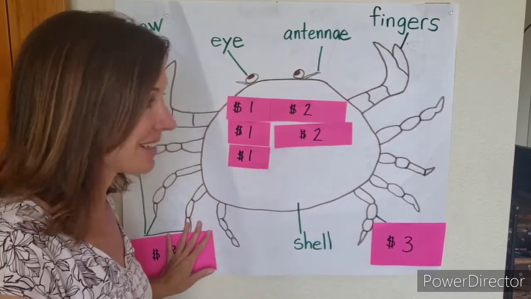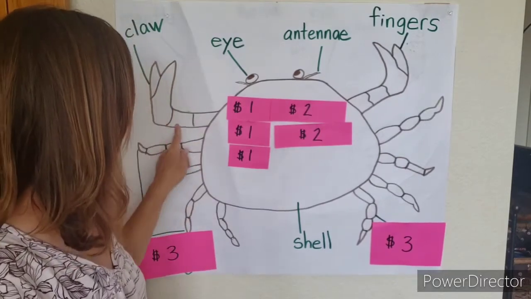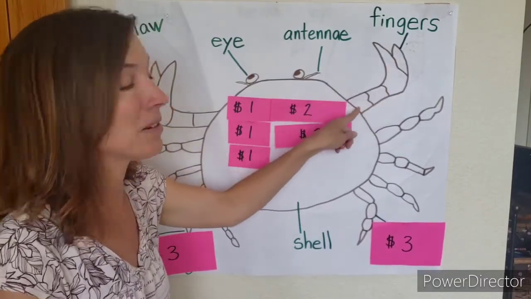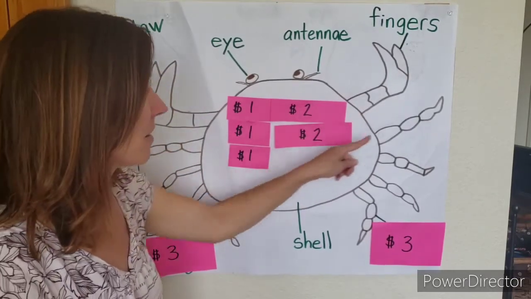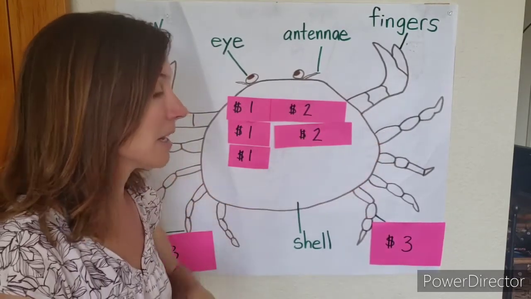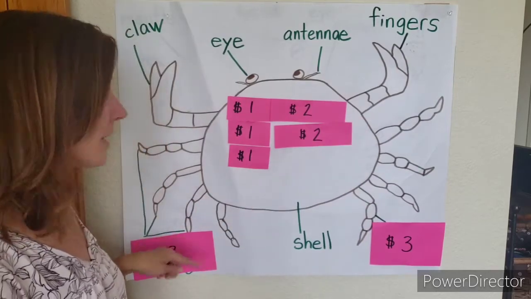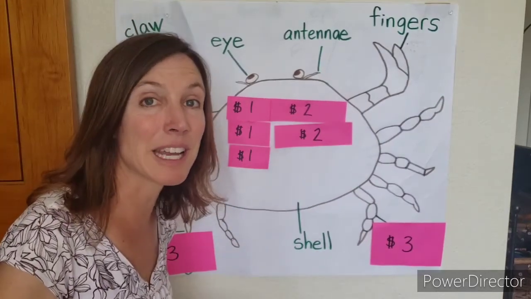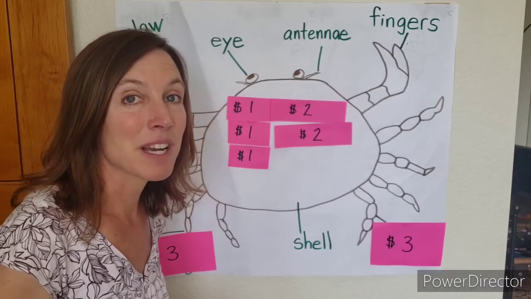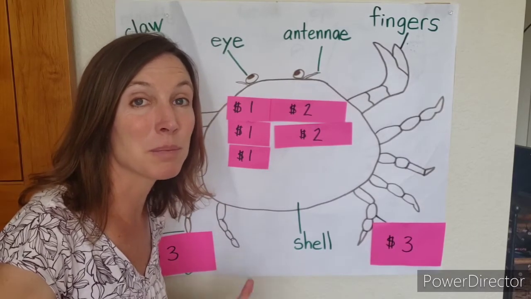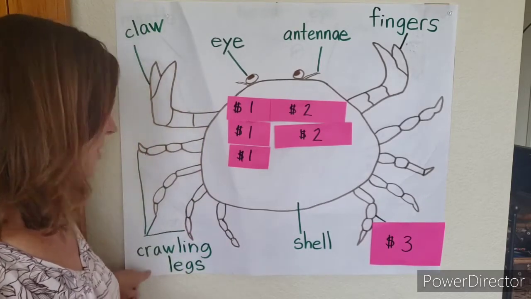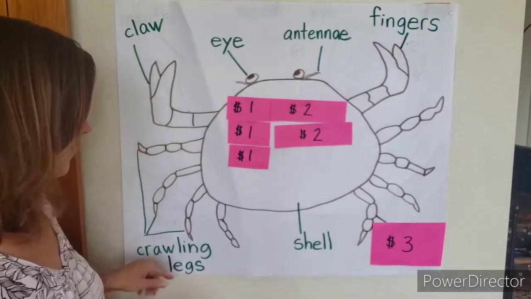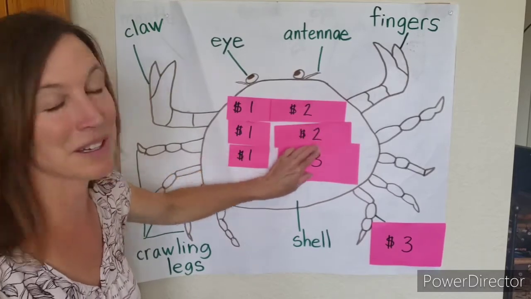Okay? The last 2 questions, the 2 harder ones, are parts that have to do with these things on the outside. So we know that the first 2 legs are called claws. Then there are 3 after that, right here on each side. And these 3 really help the crab move around on land and find other crabs, and it helps it move to find food. Those are called the crawling legs. Okay, that helps it move around on the beach.